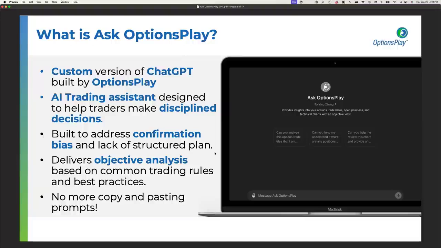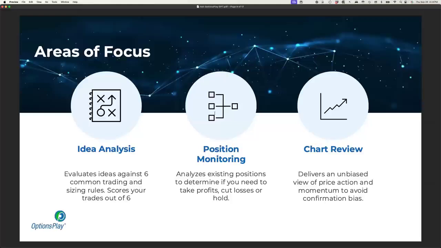So it's going to help you deliver objective analysis based on common trading rules. Most of the rules that you have maybe heard us teach over the years, whether they are best practices for entering the position or closing the position. And best of all, no more copying and pasting prompts. Everything is already built in for you into the custom GPT that we have built, right? That's what we have spent the last few months working on.